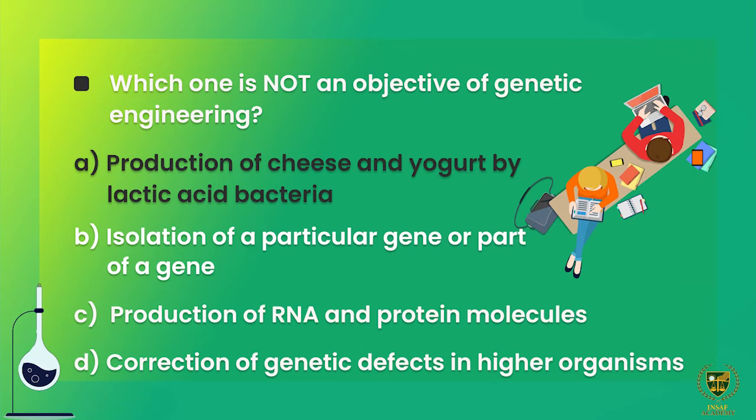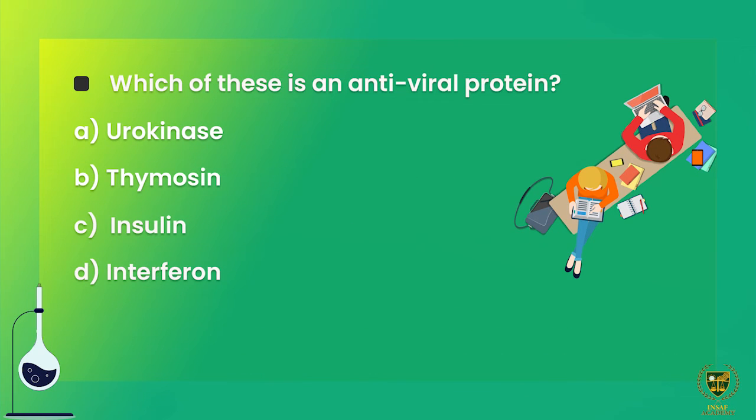So dear students, that is not the objective of genetic engineering. That is the old biotechnology which has been used for hundreds of years. So that is not the objective of genetic engineering. So the correct answer for this question is alpha, that is the production of cheese and yogurt by lactic acid bacteria. So we have another MCQ.